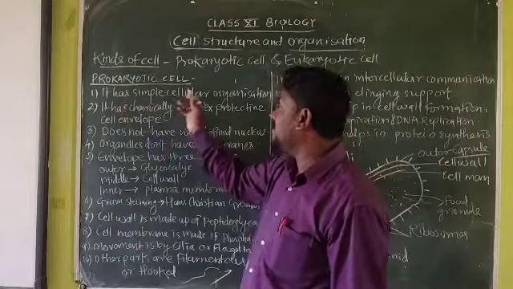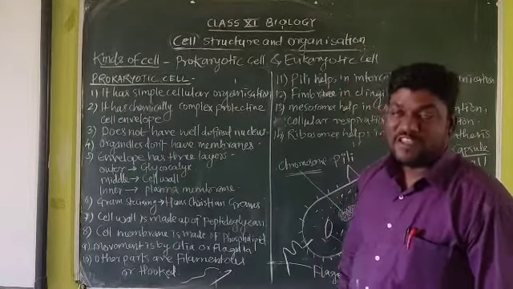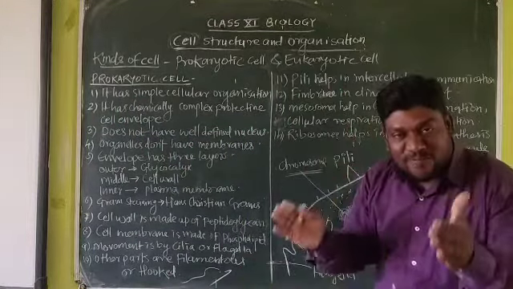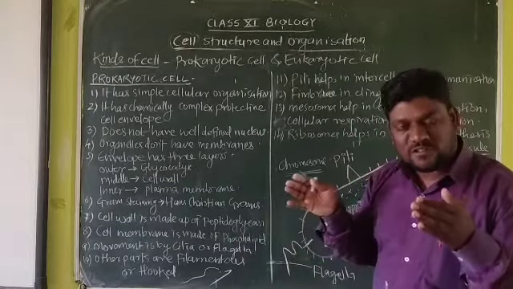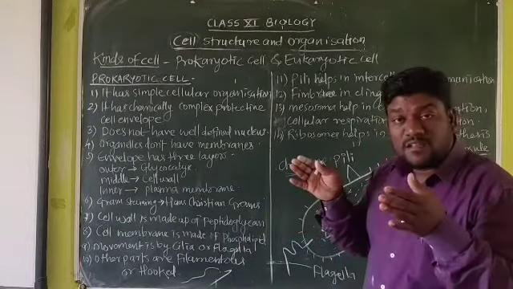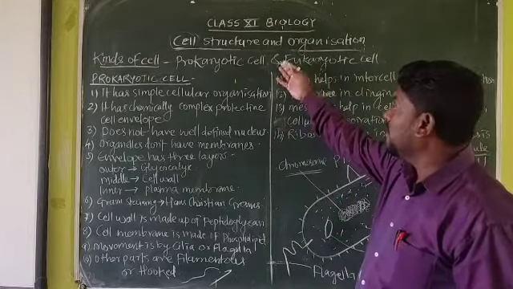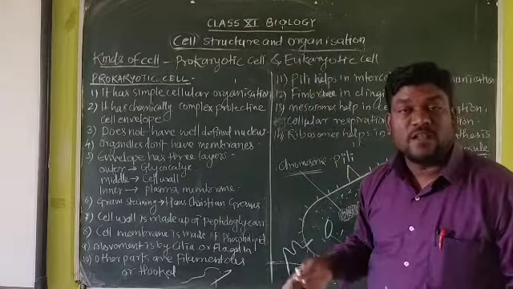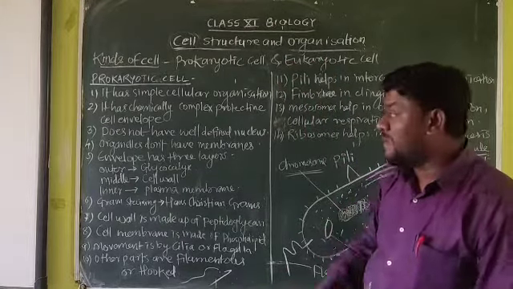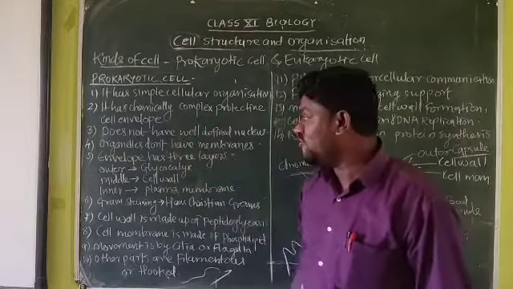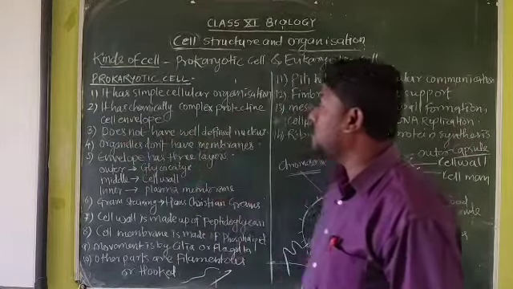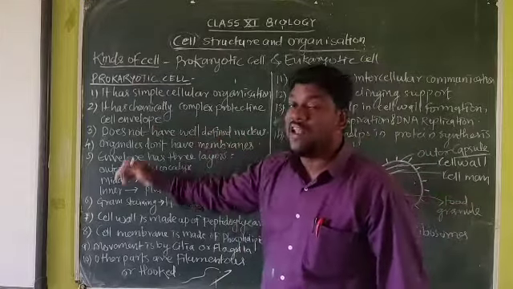Okay, so it has a simple cellular organization. Cellular organization is the setup of the cell, and it is mostly simple in comparison with the eukaryotic cell. If we compare it with the eukaryotic cell, it has a simple organization. It has a chemically complex protective cell envelope.